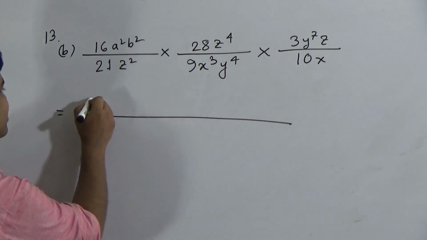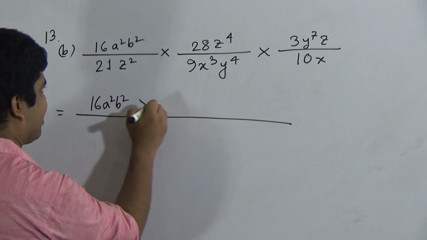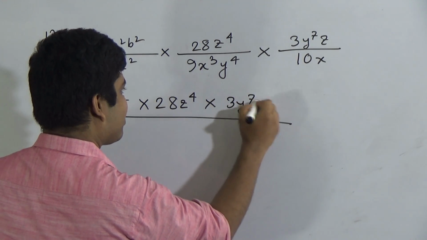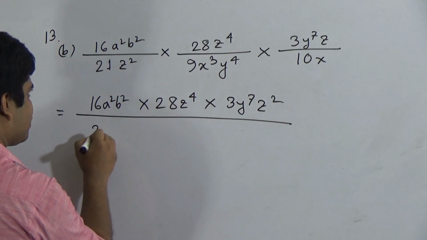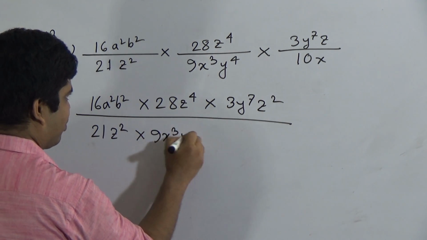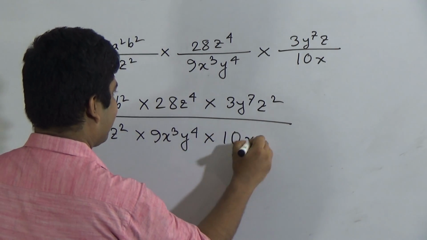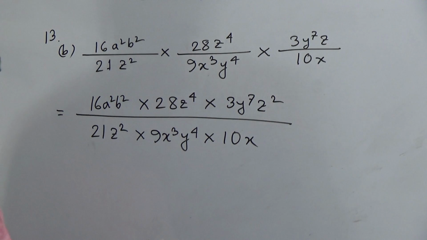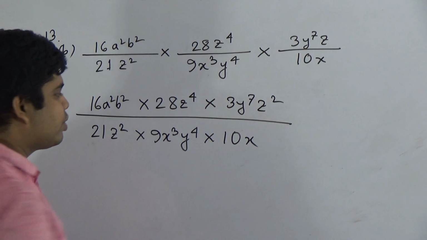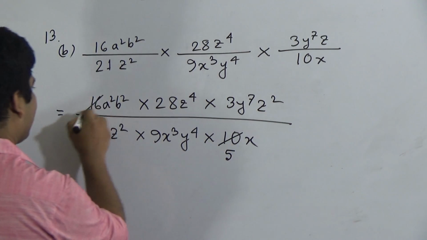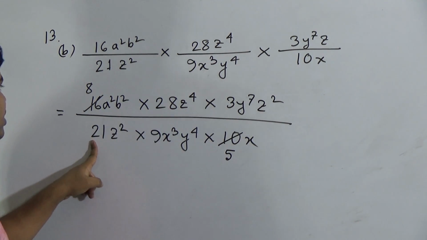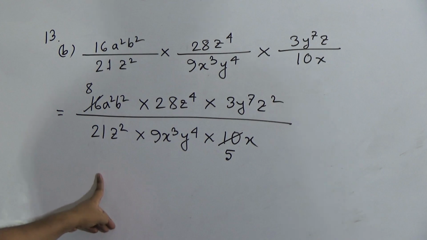Okay, so here 16 a square b square multiply by 28 z to the power 4 multiply by 3 y to the power 7 z square divided by 21 z square multiply by 9 x cube y to the power 4 multiply by 10 x. Now my dear students, please notice here 16 and here 10. Both numbers are cut by the number 2. So 5 2s are 10 and 8 2s are 16. Okay. So here 28 and here 21. Both numbers are cut by the number 7.